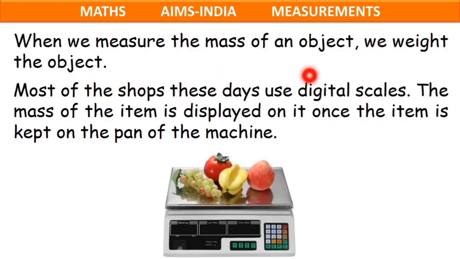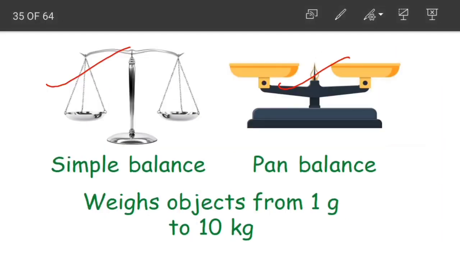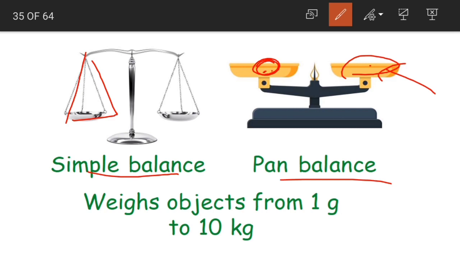Now when we measure the mass of an object, we weigh the object. Most of the shops these days use digital scales. The mass of the item is displayed on it once the item is kept on the pan of the machine. If you recall, both the simple balance and pan balance work in the same way. What should we do? We should put the weight in one pan, and in the other pan we put the objects that we want to weigh. Yes, so we have to balance these two plates so that the weight will be equal.